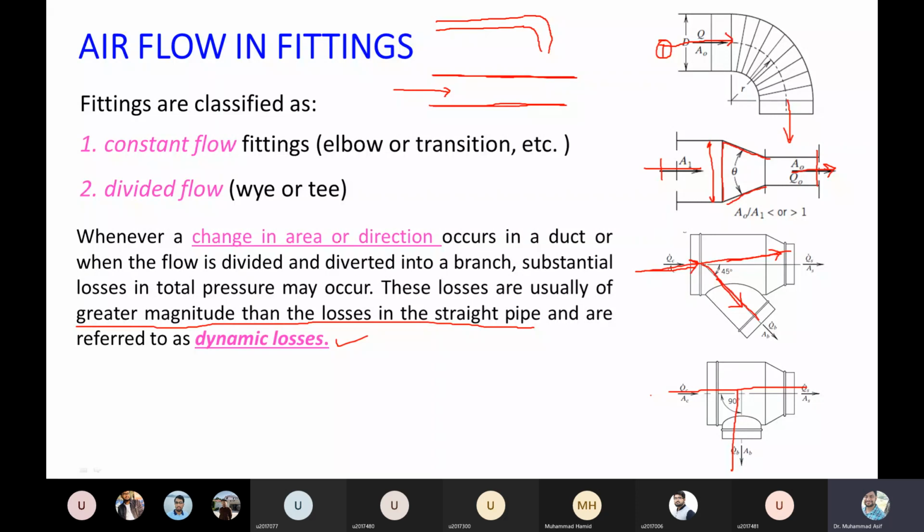Depending upon the type of fitting, if you compare the 90-degree elbow with another elbow which has a smaller angle, the friction factor changes.